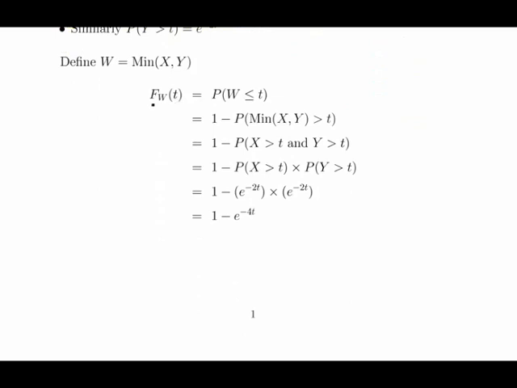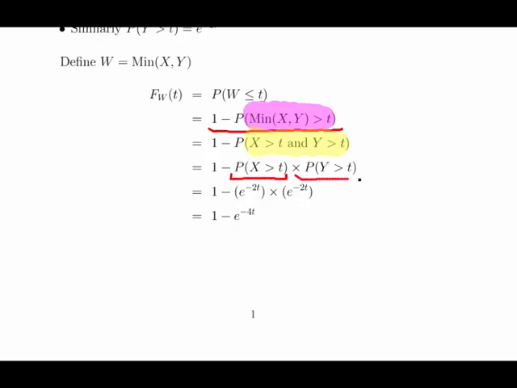So F of w at t is the probability of w less than or equal to t. We're going to express that in terms of its complement, which is 1 minus the probability of the minimum of x and y being greater than t. Now, this is the trick of this question. The minimum of x and y being greater than t means that x is greater than t and y is greater than t. So that's why I'm able to take this step. I can re-express that as 1 minus the probability of x greater than t and y greater than t, and those are two independent events.